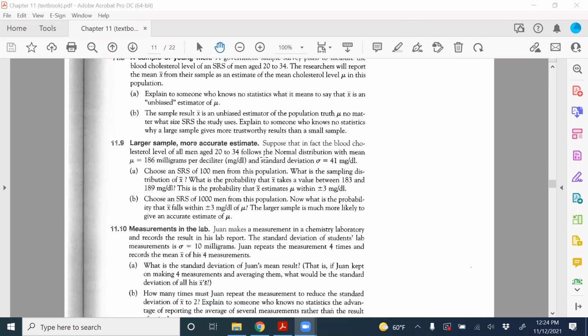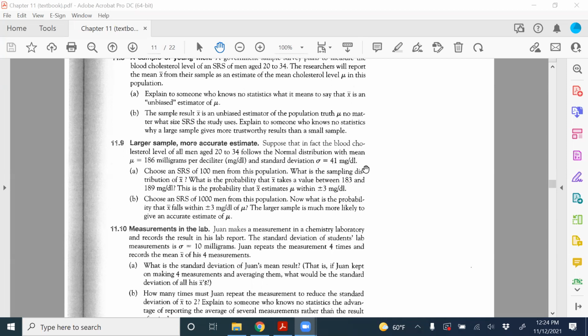So we have some problems that you'll work out here. Let me actually work out 11.9 really quickly. The mean is 186, and we're looking at blood cholesterol level for all men from ages 20 to 34, with a standard deviation of 41. You have a simple random sample of 100 men. What is the sampling distribution of X bar? X bar is a sample mean. What is the probability that X bar takes between 183 and 189? That's the probability that X bar is within plus or minus 3 of the mean, because the mean is 186.